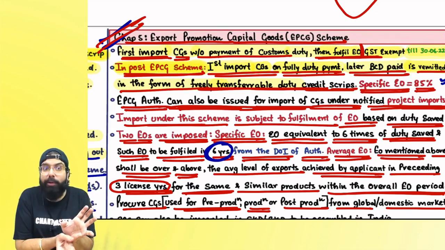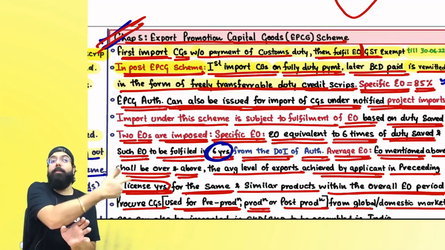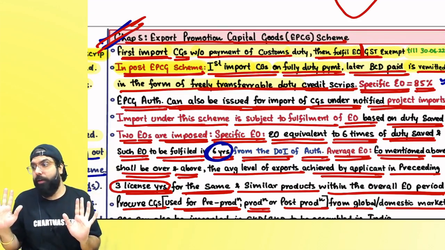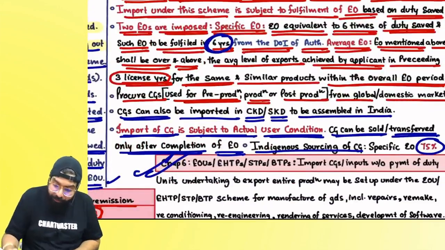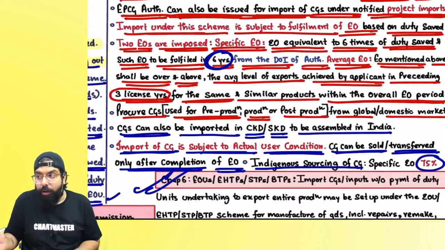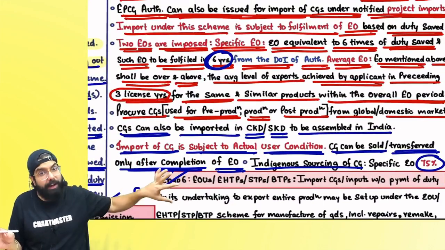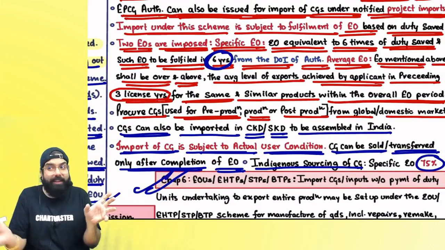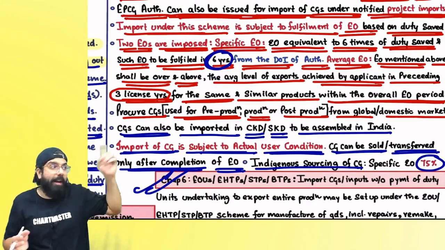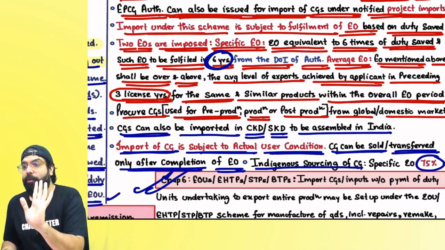This basic custom duty will be returned to me. But what is my export obligation? 85%. Sir, if I first went ahead and imported, first paid custom duty, then I am going ahead and exporting, making goods and exporting, basic custom duty will be given back to me. But my export obligation is only 85% of the duty saved.